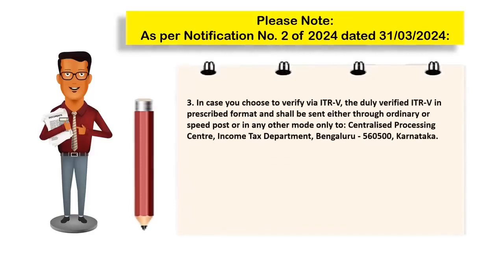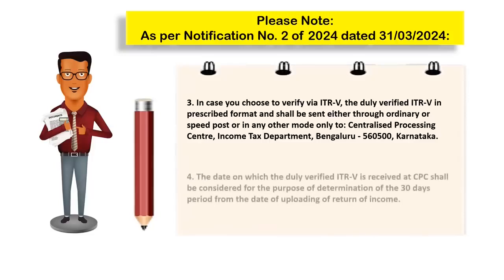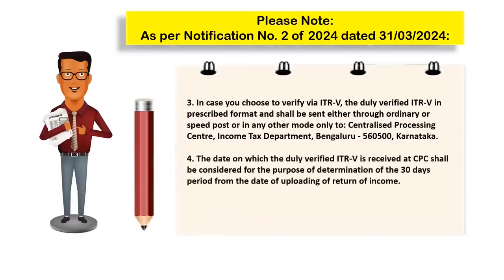In case you choose to verify via ITR-V, the duly verified ITR-V in the prescribed format shall be sent either through ordinary or speed post or in any other mode only to the Centralized Processing Center, Income Tax Department, Bangalore. The date on which the duly verified ITR-V is received at CPC shall be considered for the purpose of determination of the 30 days period from the date of uploading of the return of income.